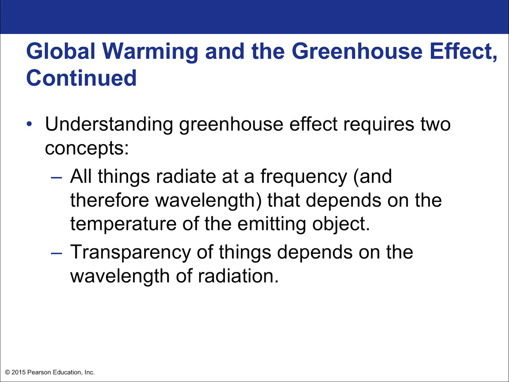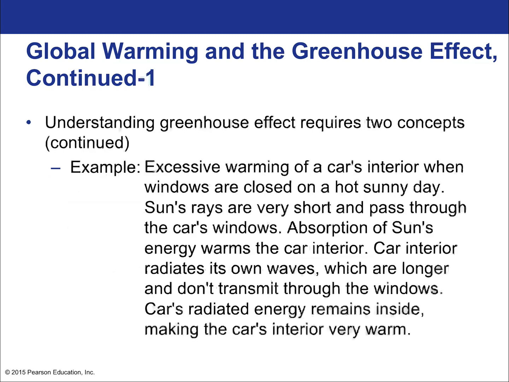All things radiate at a frequency that depends on the temperature of the emitting object. That's why the flower radiates at a lower frequency, longer wavelength than visible light, okay, because it's at a lower temperature than the sun, certainly. The transparency of things depends on the wavelength of radiation, okay?